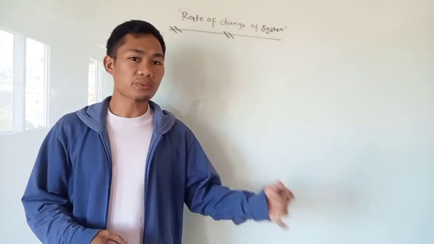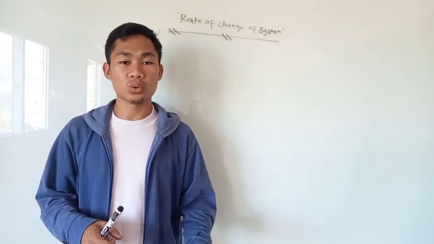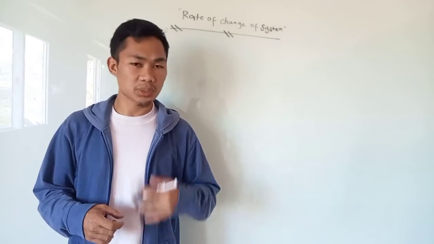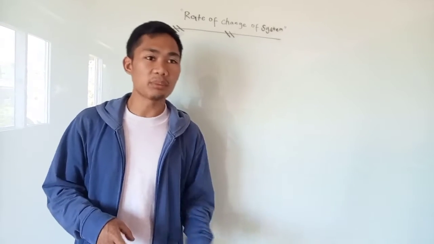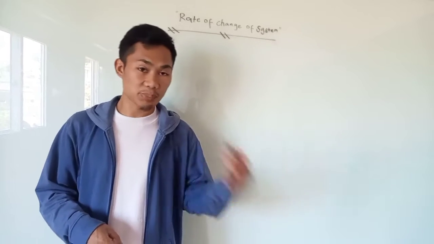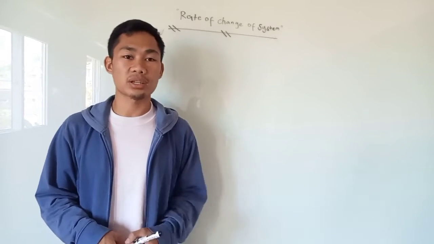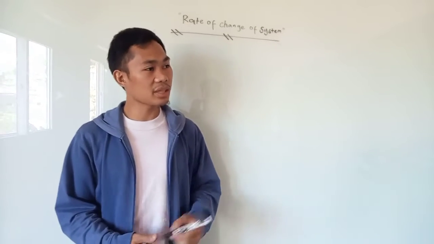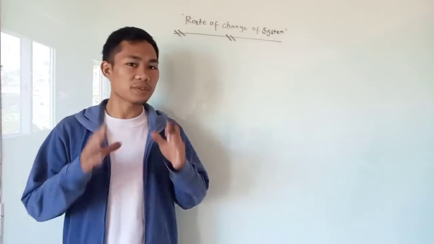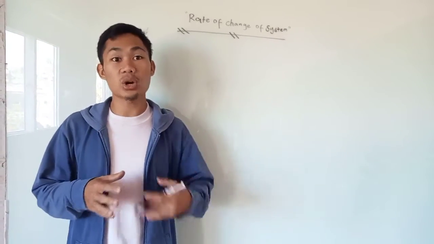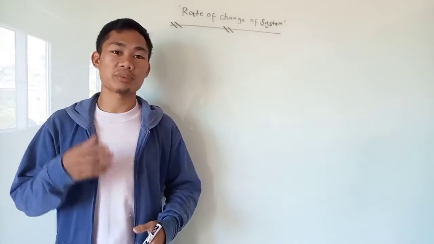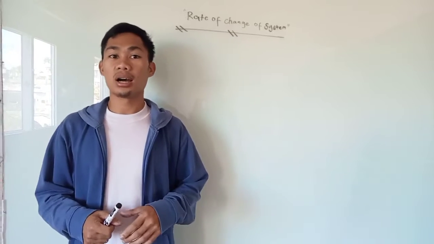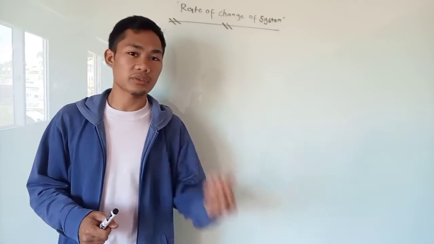Rate of change of a system can be determined in two terms. First, it can be expressed in terms of another variable, or it can also be expressed in terms of the rate of change of another variable. That means it requires derivatives. That is why, in this topic, we have to recall what we have learned in calculus: the differentiation rules, anti-differentiation, and implicit differentiation.